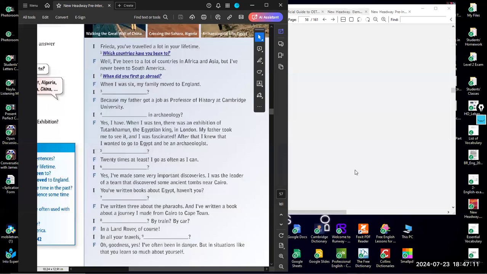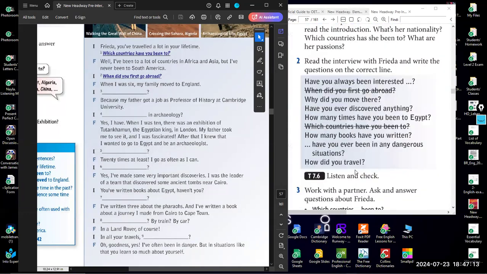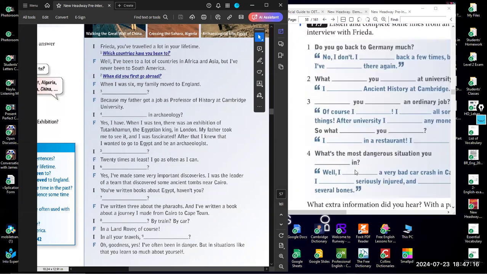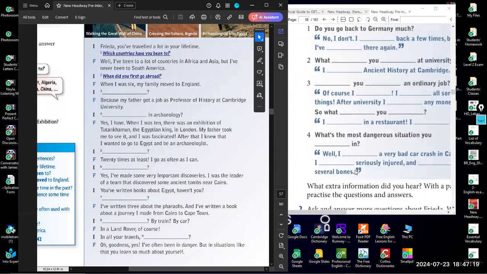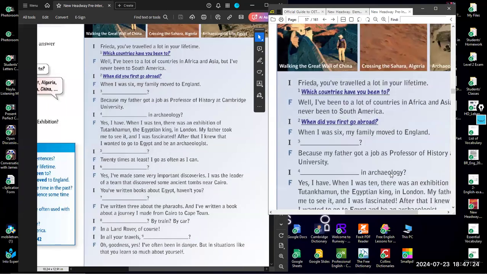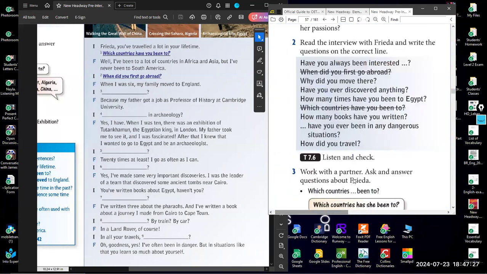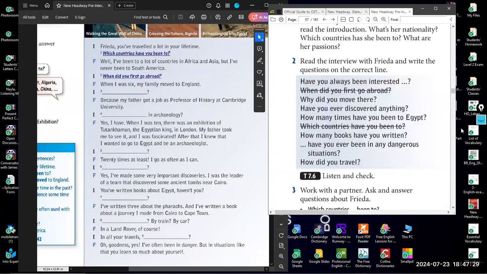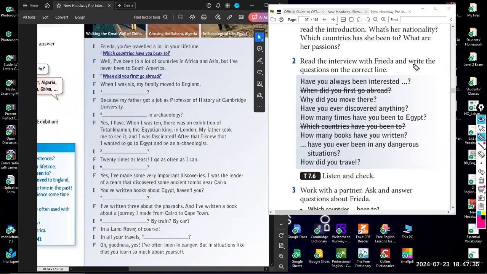Okay, yeah, exactly. Okay, so let me scroll down to the passage about Frida Hoffman. No, it isn't here. I think it is in this page. Yes, but I have to go there. Okay, so guys, this is the interview about Frida Hoffman. And we have to now write the questions on the correct line. We notice that this one is solved for us and this one.